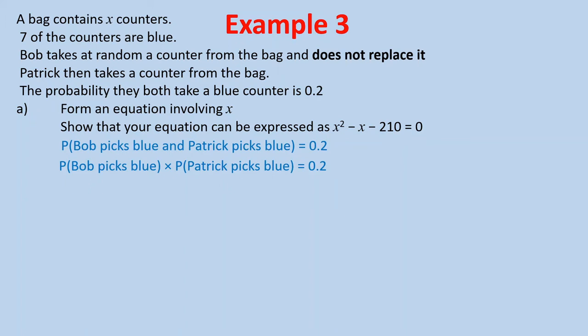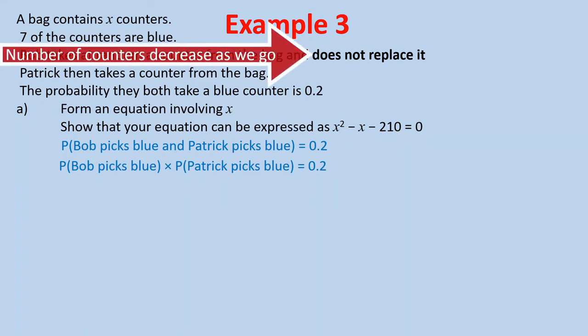Now let's write an expression in terms of x that Bob picks a blue. There are x counters and 7 of them are blue. So Bob has a 7 out of x chance of picking a blue, while Patrick is the second one to pick from the bag, and Bob has already taken one of those blue counters out. So there's only 6 blue counters left. So Patrick has a probability of 6 over x minus 1 of picking a blue counter. Now x minus 1 because we've taken one of the counters out.